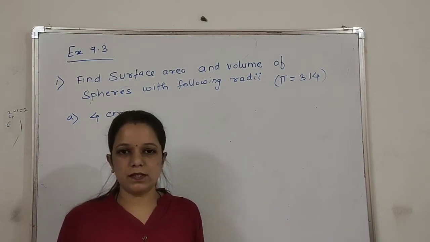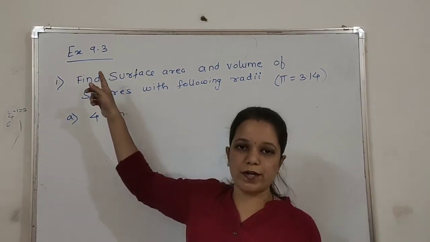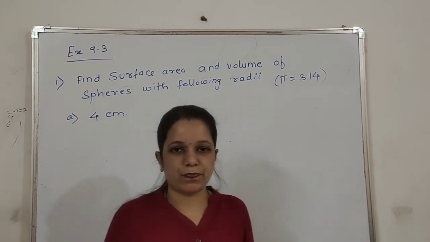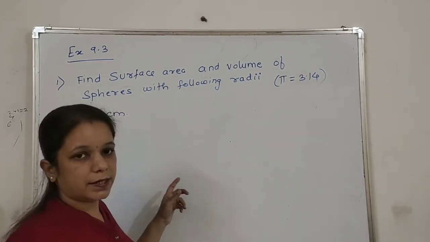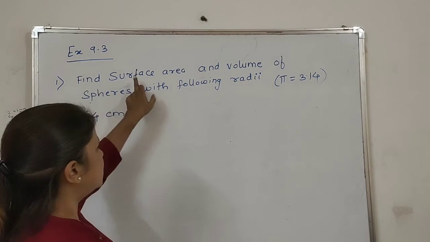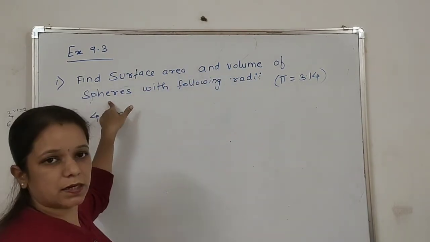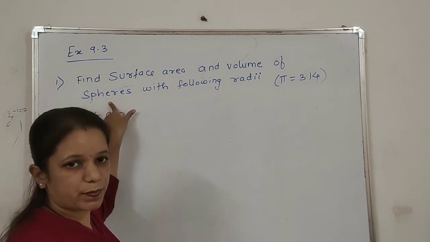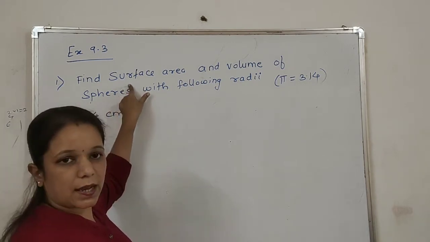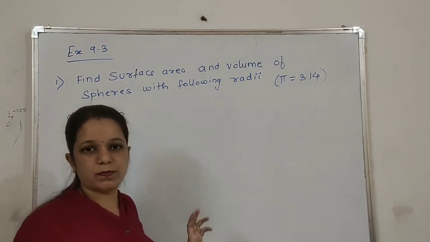Okay, today we will start with exercise 9.3, question 1. The question is, I'll read it out for you. Find surface area and volume of sphere. We have just seen the formula for spheres, surface area of sphere and volume of sphere.